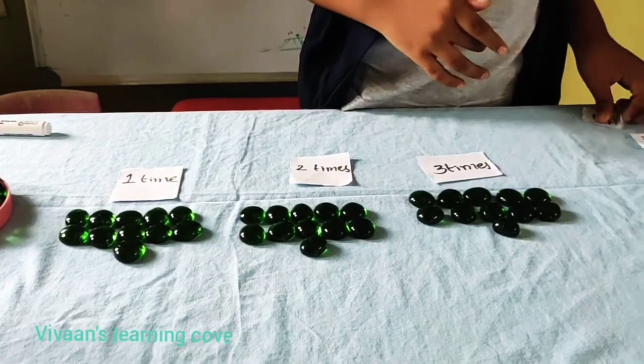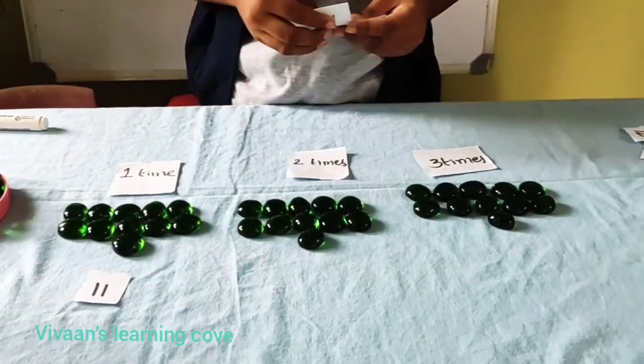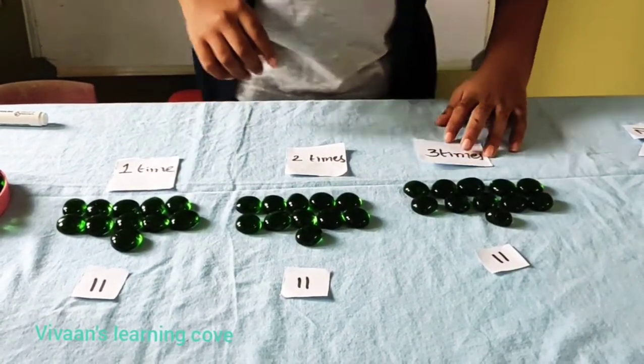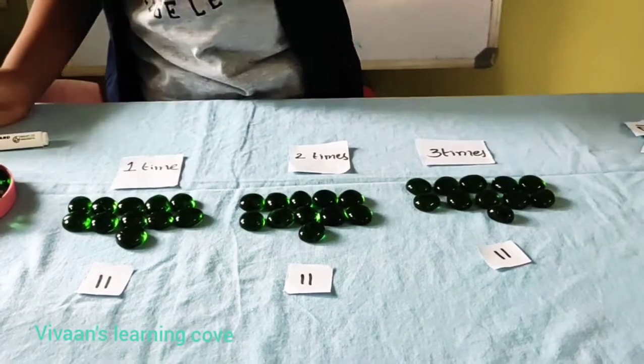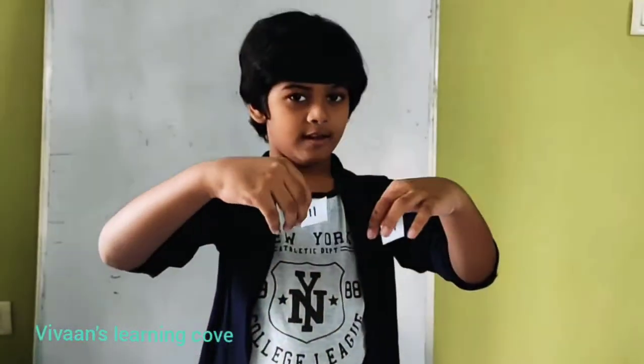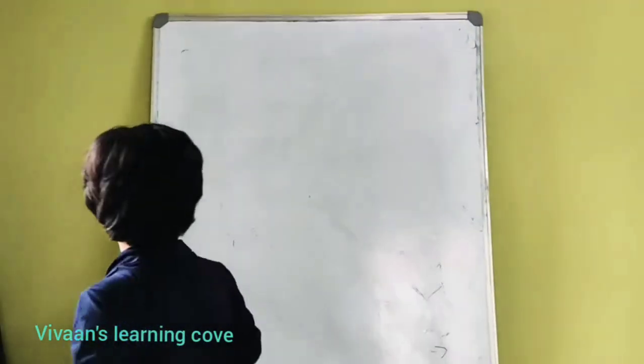See, I'm going to use these cards to represent. There are 11 in group 1, 11 in group 2 and 11 in group 3. So let us see. When there are 3 11s, we need 3 times 11. So, we write it like this.